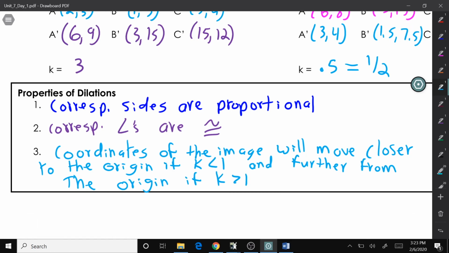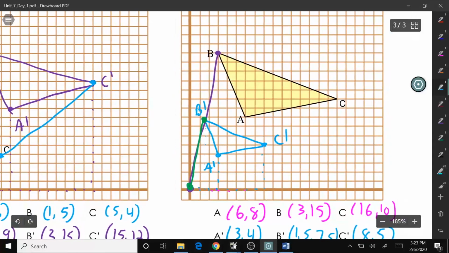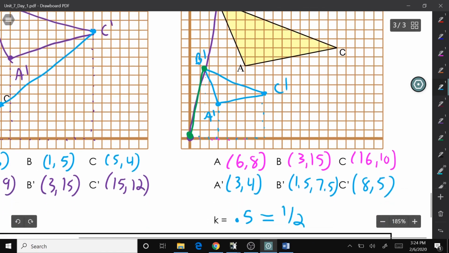So like in our examples up above, when k was 3 in example number 1, we saw that the points A prime, B prime, and C prime moved further away from the origin. And then in example 2, when k was 0.5 or 1/2, the image points A prime, B prime, and C prime moved closer to the origin, or center of dilation.